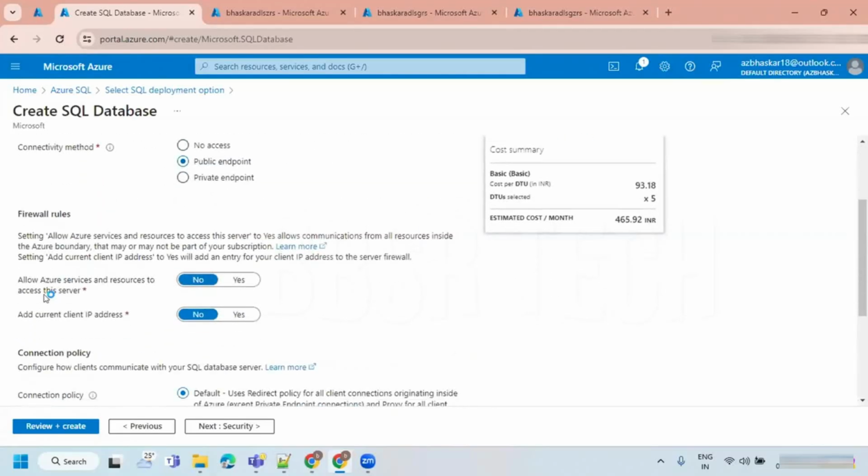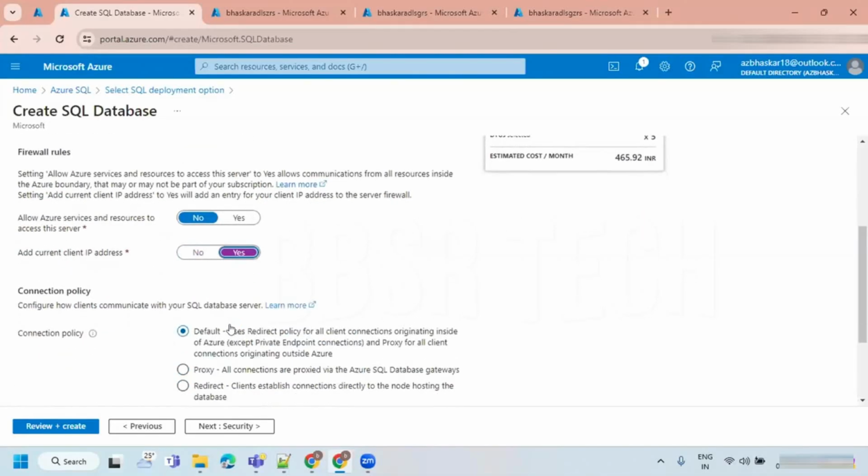In the public endpoint, you have to make sure to add your client IP address. Your client IP address means your system IP address, your network IP address, needs to be added. So when you select yes, your client IP address will be attached automatically. Once it is added, just go to review plus create.